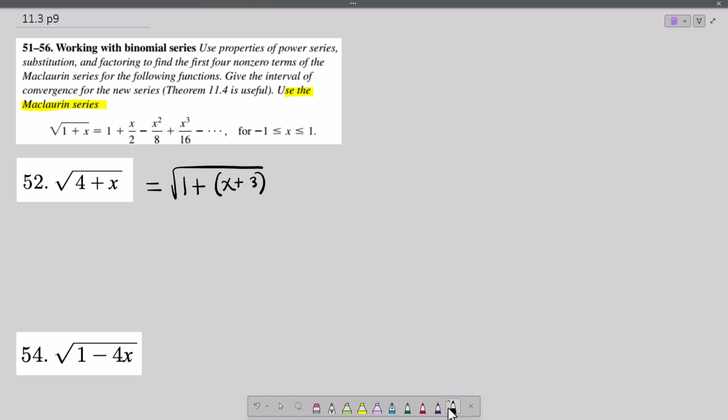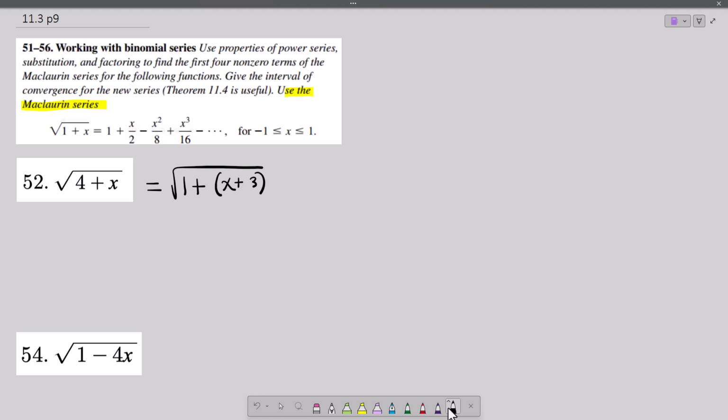Is that a Maclaurin series? If all those x's get replaced with x plus 3, would that be a Maclaurin series? Would that be centered at the origin? No, it'd be centered at what? Negative 3. -3. So they want a Maclaurin series.